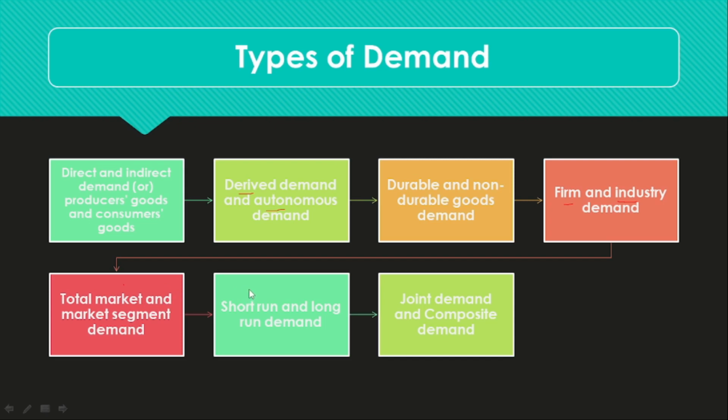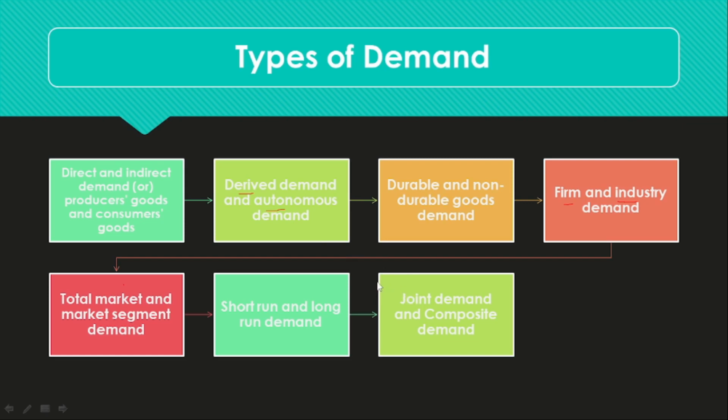And then we will move on to short run and long run demand. Short run demand and long run demand. The demand which is in the short run, within the period of 6 months to 1 year, is called the short run demand, and the long run demand is that which goes beyond 1 year. Joint and composite demand, as I have already mentioned, and derived and autonomous demand, these two concepts are almost similar.